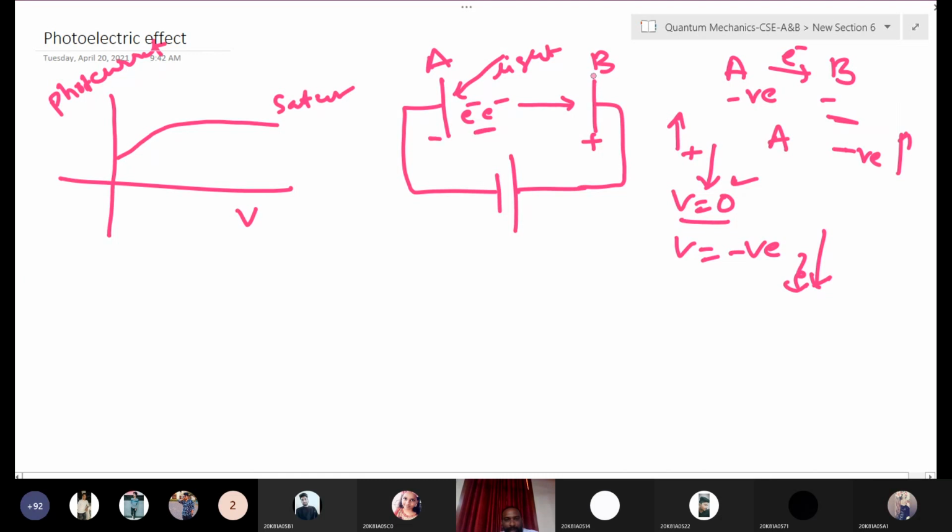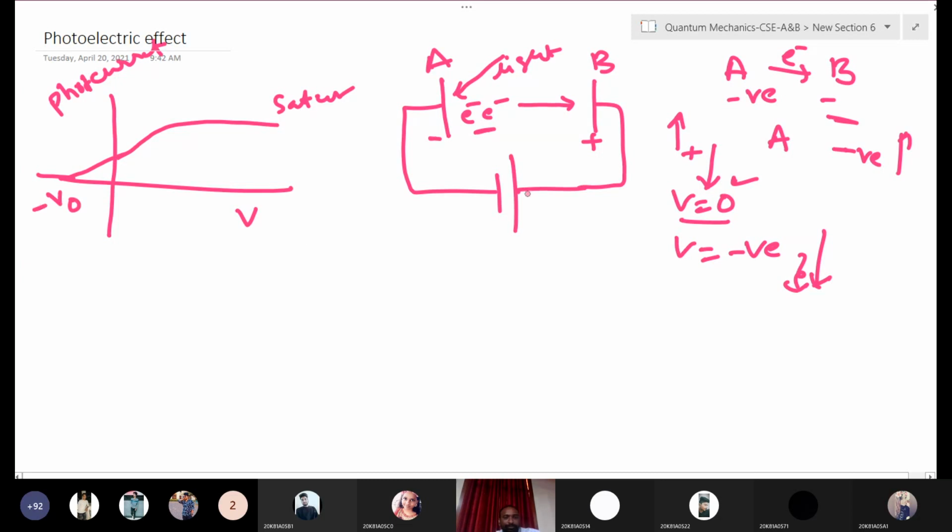At that time the repulsive force is increased at the B terminal. So here negative and here also negative, so the electron flow is stopped. That means no electrons are coming to the B terminal, so electrons are not circulating in the circuit. There is no current in the circuit. That's why at that potential, which is a negative voltage, we call it the stopping potential.